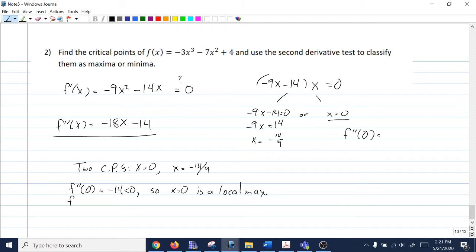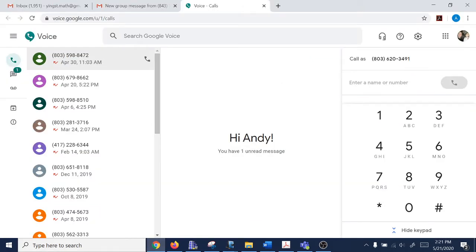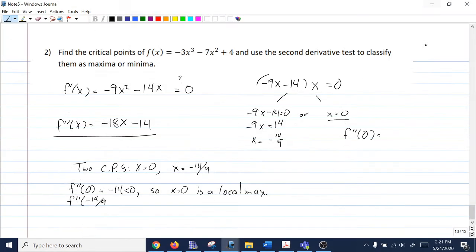What's going on at negative 14/9? Oh, I should close that tab. Cool. F double prime of negative 14/9 is, this is going to be gross to plug in, negative 18 times negative 14/9 minus 14. 18 and 9 cancel, I get negative 2 times negative 14 makes positive 28, minus 14 is 14, that's positive. In my head, I think, aha, your second derivative is positive. That's concave up. Critical point when you're concave up, that makes a local min.